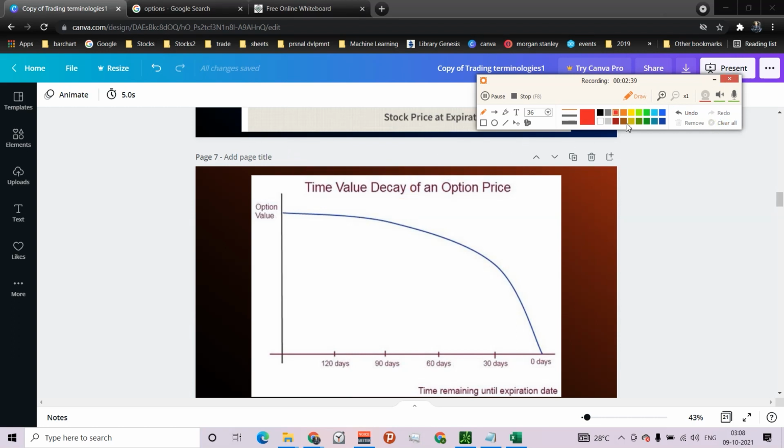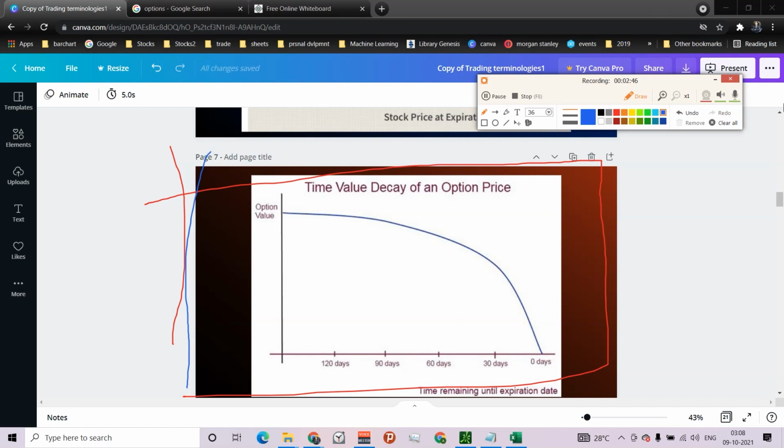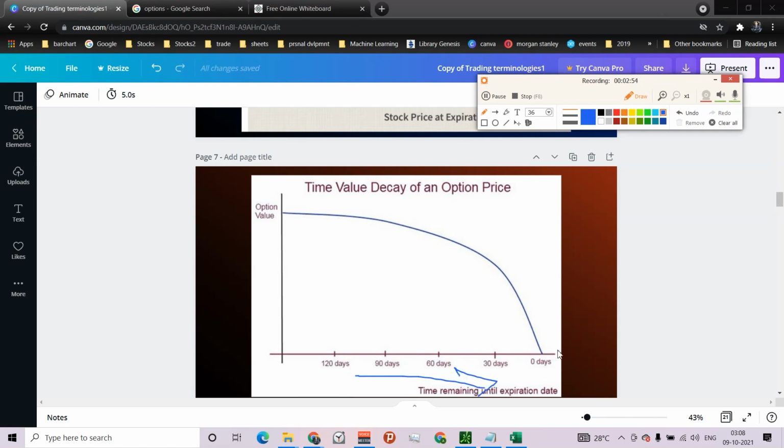What we really need to understand in this graph is that it's more about option buyers. Slowly the option price goes down, and towards the expiry date the option value deteriorates, it decays quite a lot, and the acceleration takes place. So that's the thing.